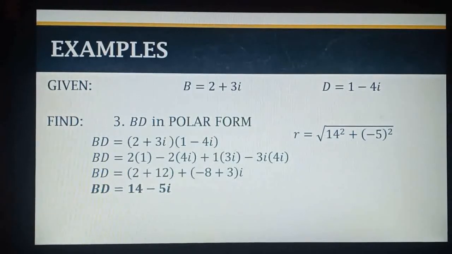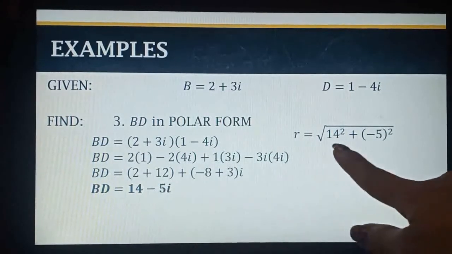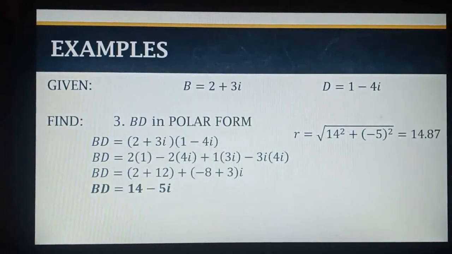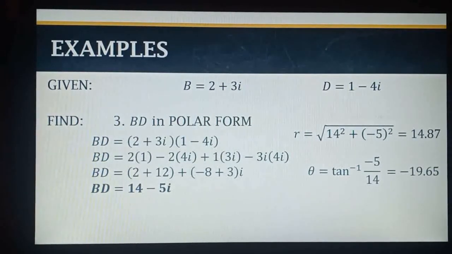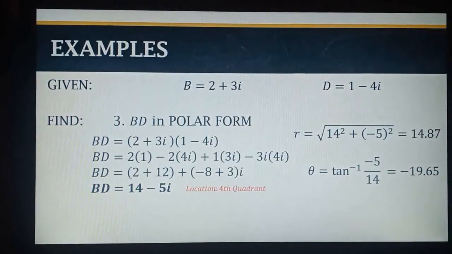So all we have to do is to get the r and the theta para maging polar form. So to get the polar form, you have a as 14, b as negative 5. You will have r equals the square root of 14 squared plus negative 5 squared. So the value of the r is 14.87. Then for the theta, you have the arctan of negative 5 over 14. The theta is negative 19.65. Now you have to locate the location of your complex number BD. The location of that is 4th quadrant.